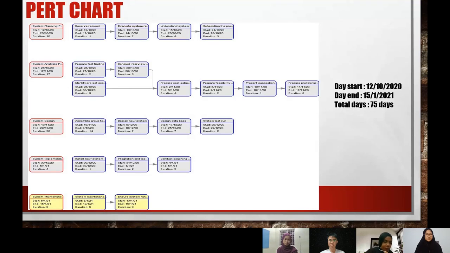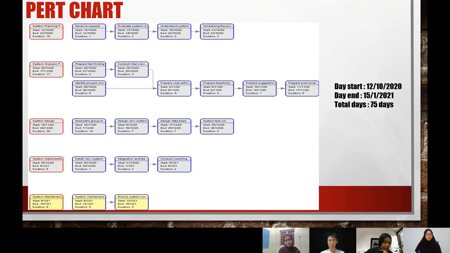At the same time, we also prepare fact finding, such as interview questions and a questionnaire. And then we conduct the interview and questionnaire with the people that we want to. And then we prepare the cost estimation and benefits analysis for 4 days. Next, we prepare the feasibility report for 2 days. And then we present suggestions to the client. After that, we prepare the preliminary investigation report for 5 days.